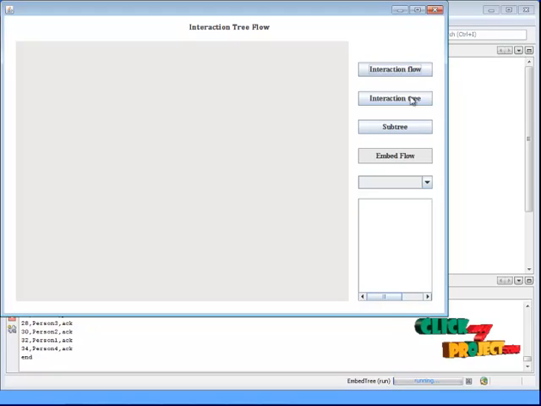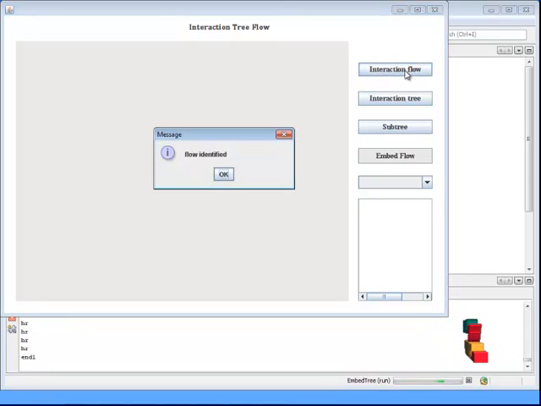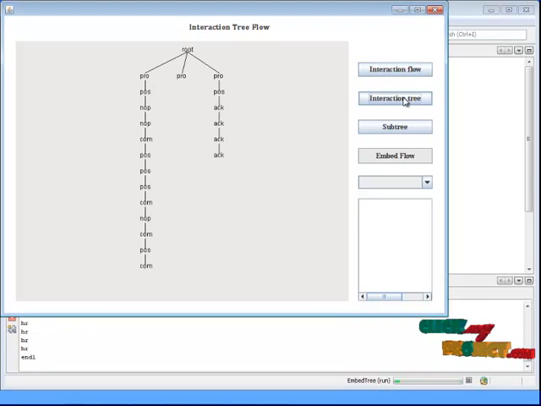After that, click the interaction tree and click the interaction flow. The flow will be identified. After that, we have to click the interaction tree. The flow will be stored here. Here person one proposed, and the persons who have positive opinion, negative opinion, comments and acknowledgement, like this. Then we have to click generate the subtree.